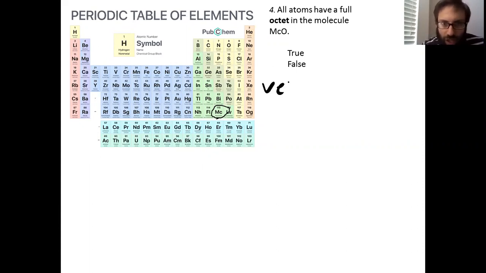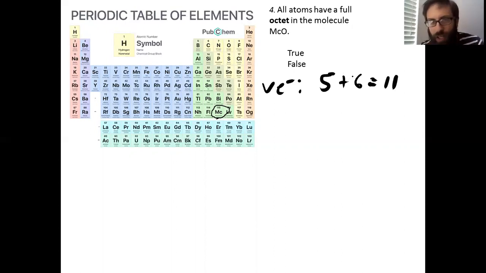The first step in drawing out the Lewis structure is to come up with the number of valence electrons. Moscovium is in the same column or family as nitrogen, and nitrogen has 1, 2, 3, 4, 5 valence electrons. So there's 5 in moscovium. Oxygen is 1 to the right of nitrogen, so it's going to be in group 6. So there's 11 valence electrons. And right away, you have an odd number of electrons. If both atoms are going to have an octet, that number has to be even. So just based on the fact that we got an odd number here, you could answer correctly that this is false.